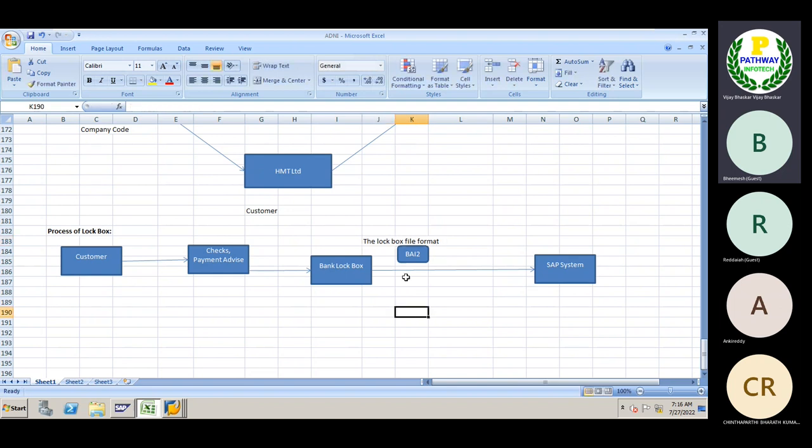Okay, how the lockbox file format looks. First, this is the process of the lockbox. From the customer, the checks or payment advice, whatever it may be, come to the lockbox. From the lockbox, the file comes to the SAP system. Once we receive the lockbox file from lockbox to SAP, what will happen?